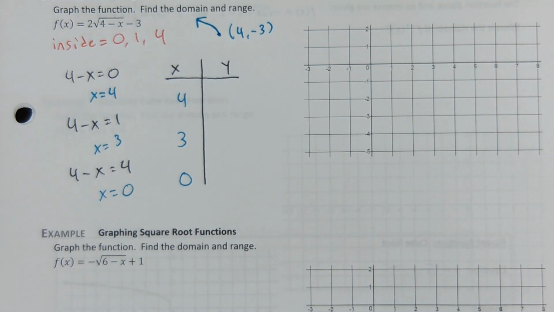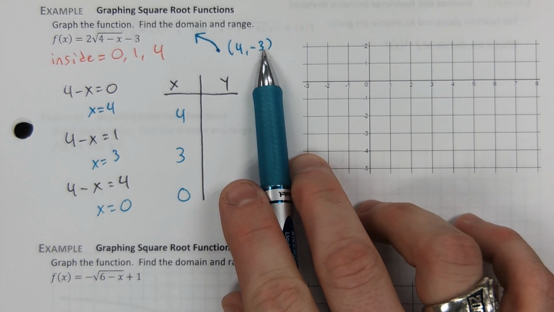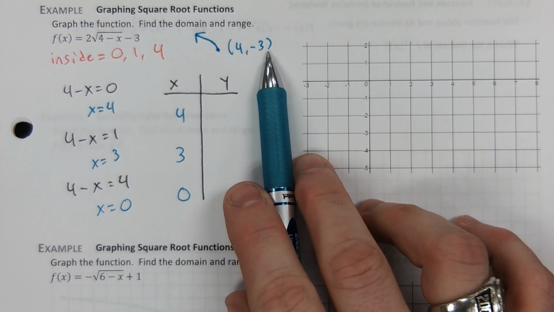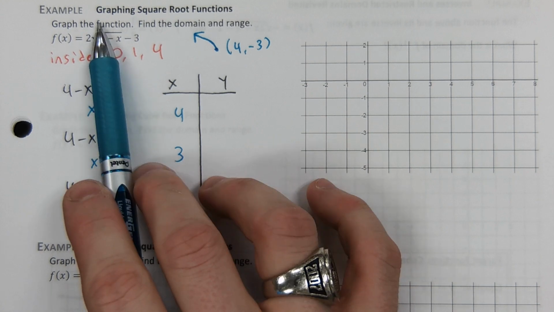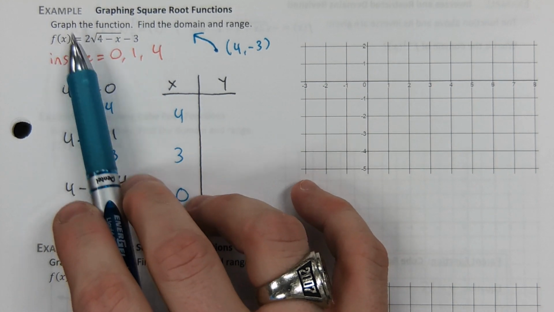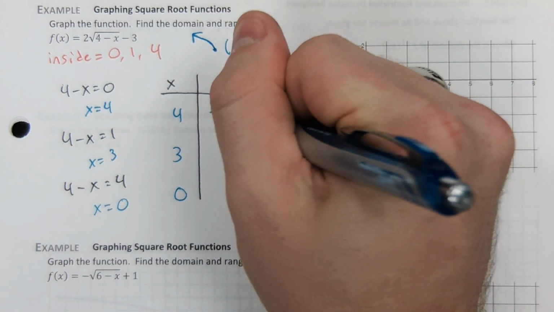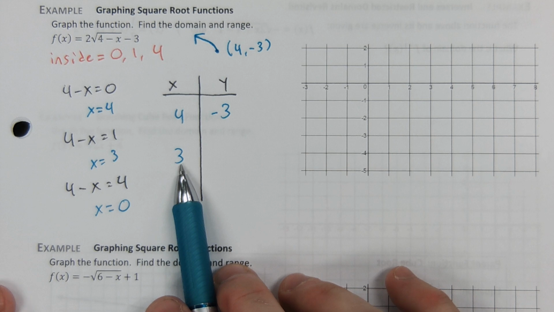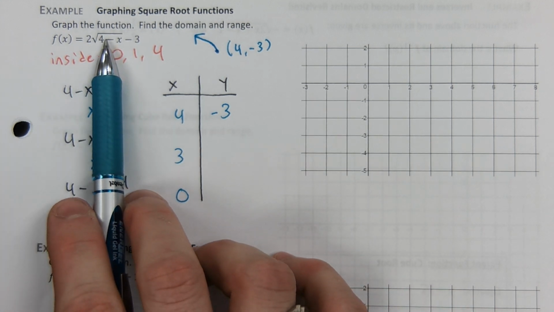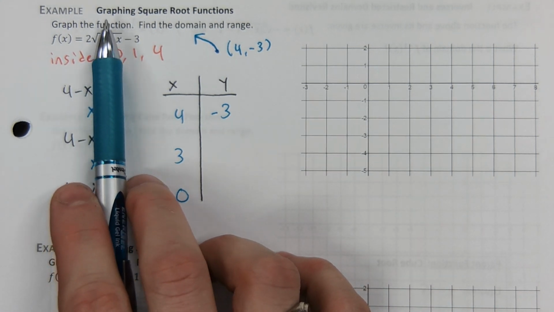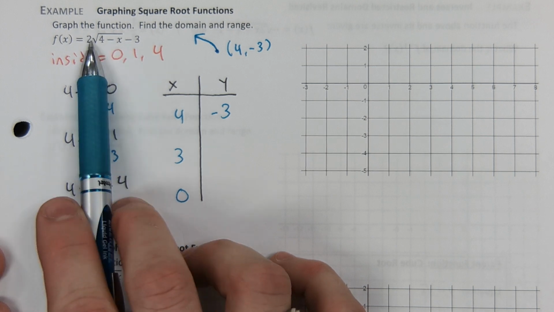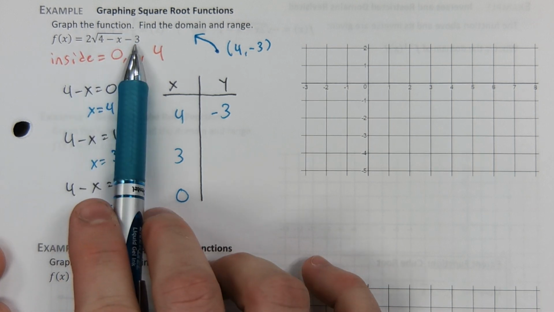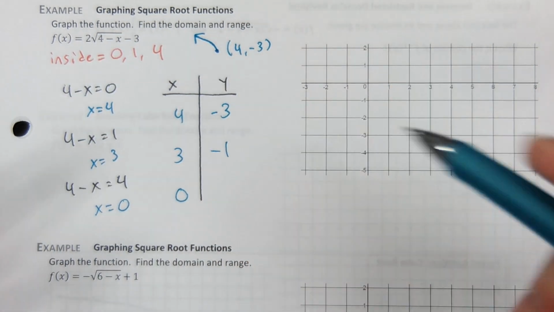You already know what the y value is, though, when x is 4. It's right there. It's negative 3. I mean, look, 4 minus 4 is 0. Square root of 0 is 0. 0 times 2 is 0. 0 minus 3 is negative 3. Yeah, now you're just plugging them in. Let's get our other two y values. Let's take x equals 3, and let's plug it in. 4 minus 3 is, you guys can shout it out. 4 minus 3 is 1. Square root of that is 1 times 2 is 2, and 2 minus 3 is, there we go, negative 1.